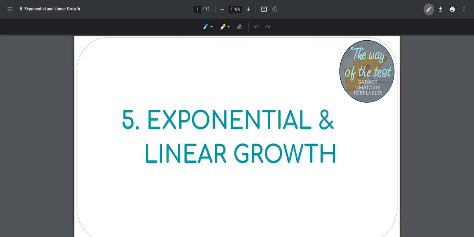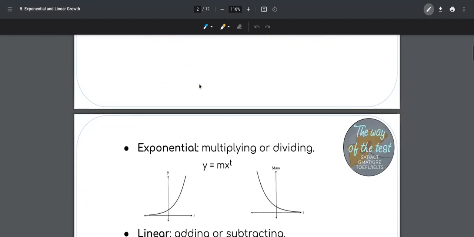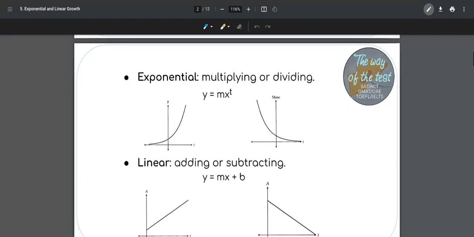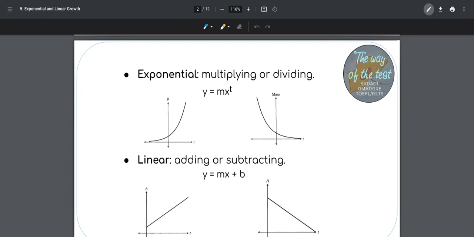Exponential and linear growth. This is the fifth topic in the math theory section. Copy the title. Just like we saw in the compound interest formula, we have the difference between being exponential and being linear.